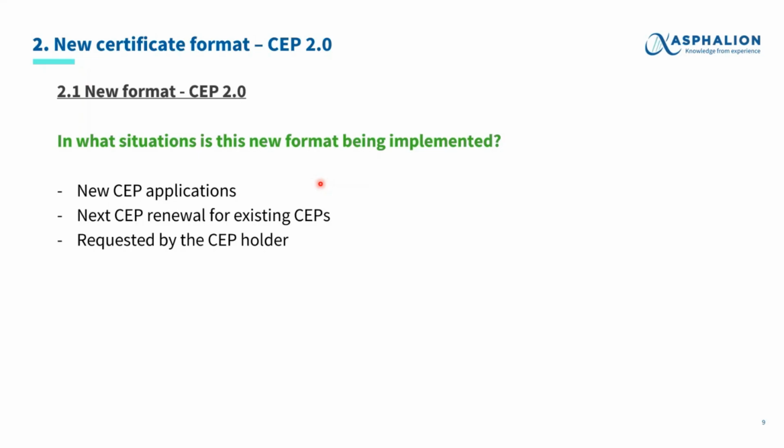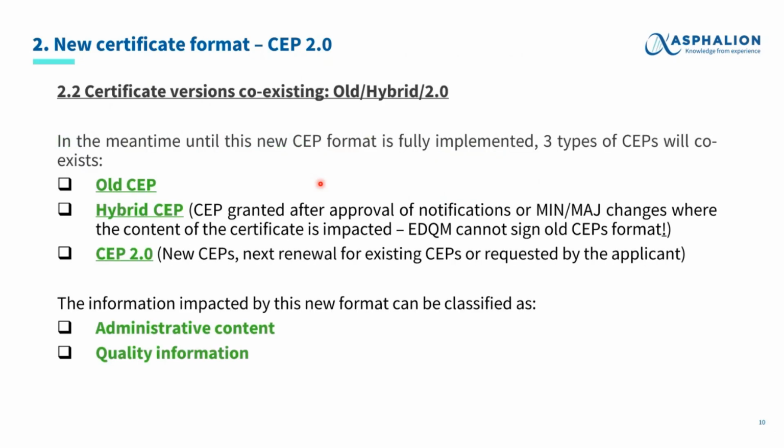That procedure is going to occur every 5 years, and every holder of a CEP can request to update to this new format of CEP 2.0. So in the meantime, while every old CEP implements this change to the new format, 3 formats are going to be coexisting together in the market. The old CEPs are going to be present, that is the format that we know already, that we have already been working with.